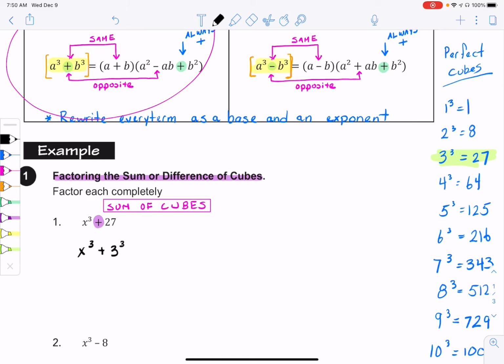Factoring is using this. Previously when we factor, we have to find a times c, multiply those, what adds to b, do that whole step. When you're dealing with sum or difference of cubes, you just substitute your values into this formula, the formula we went over above.